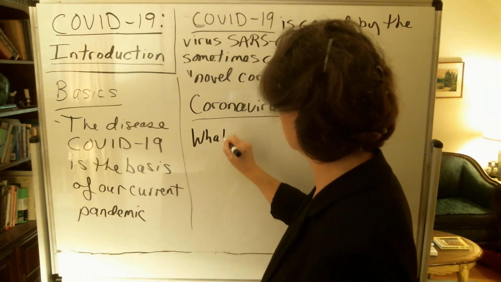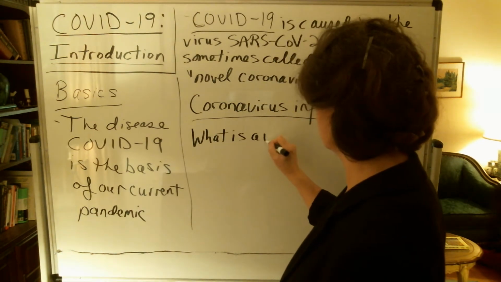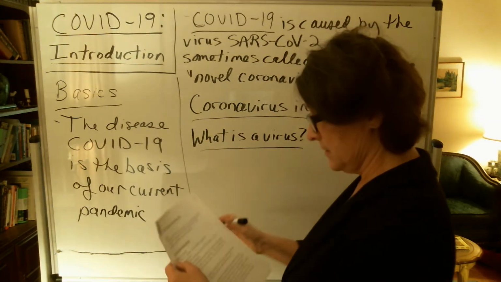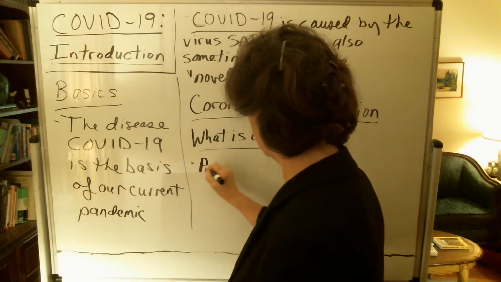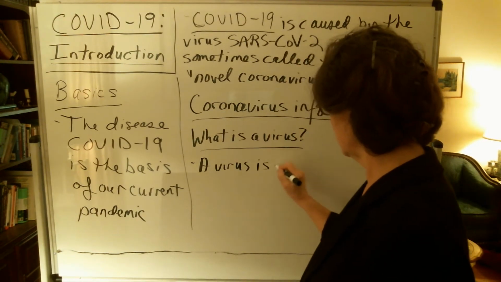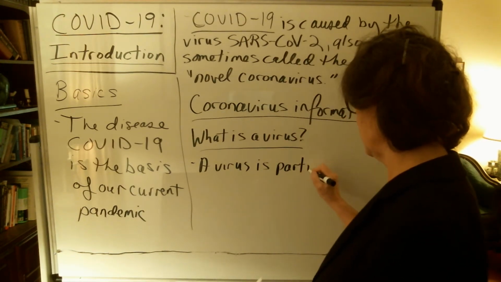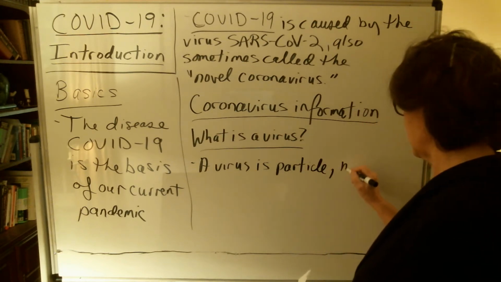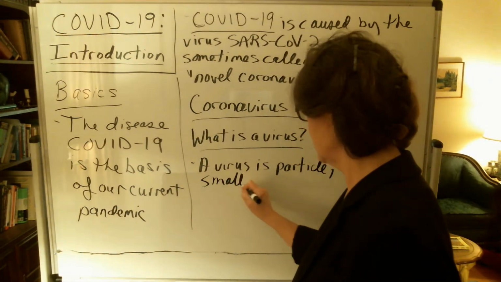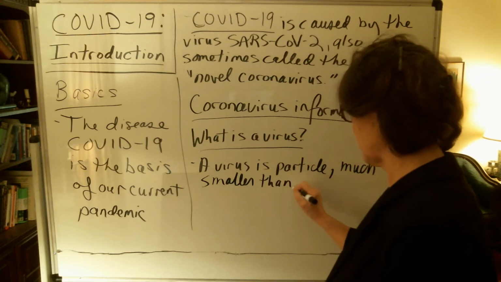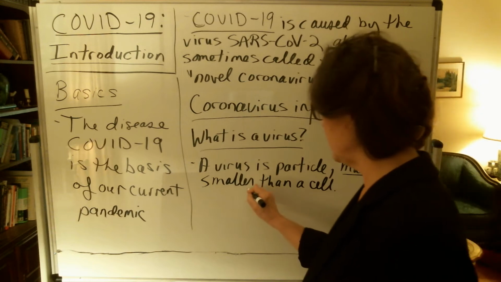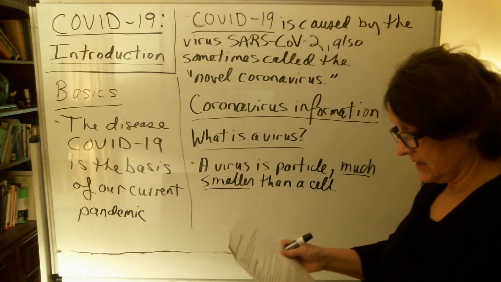So, what then is a virus? A virus is a particle, basically, much smaller than a cell. This is something you really have to keep in mind, how tiny these things are.